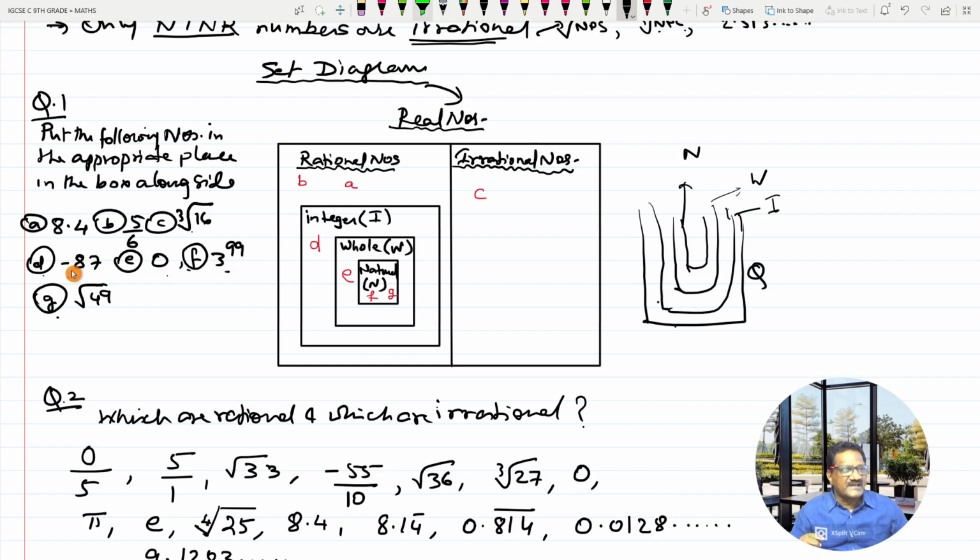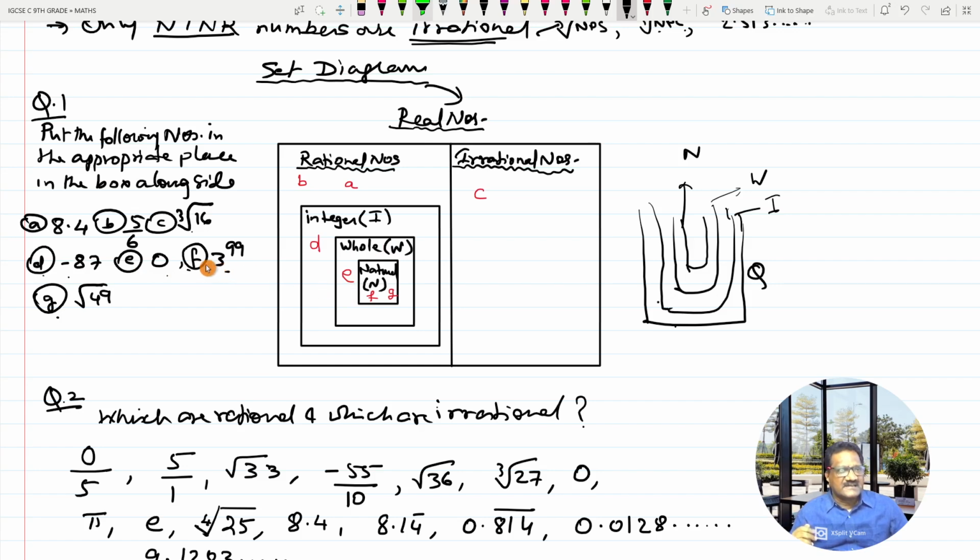Now coming to D, D is minus 87. Minus 87 is nothing but a natural number with a negative sign. So you can say negative natural number, and a negative natural number is a part of the integers. So minus 87, that is D, I have put in the integer box. E, 0. 0 is again an integer. I could have put it in integer, but because 0 is also a whole number, I have put E in the whole number box.